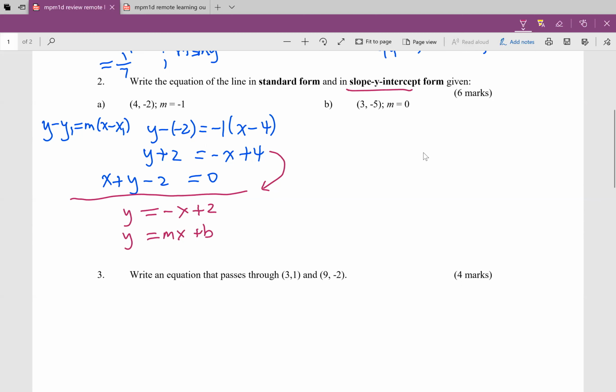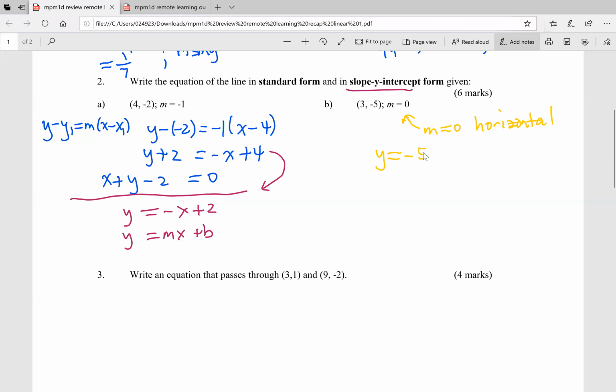Notice for question B, this slope is 0, and we should be suspicious about this. A slope of 0 means that this line is probably horizontal. So although we could use the helper formula, or the y equals mx+b equation, it's actually easier to understand that this line will have all the same y-values. What does that really mean? The equation of this line is going to be y equals -5. And this is the equation in slope y-intercept form.